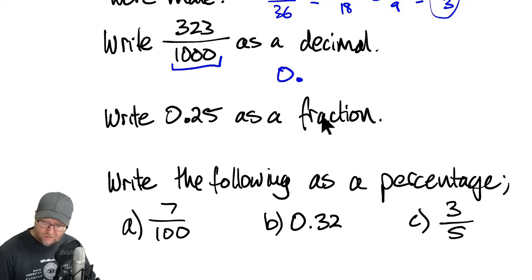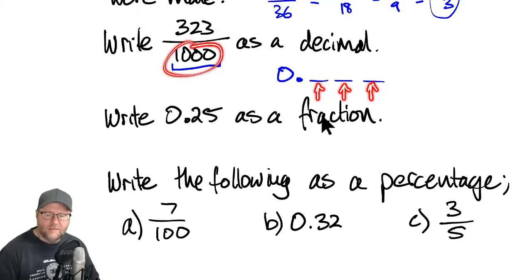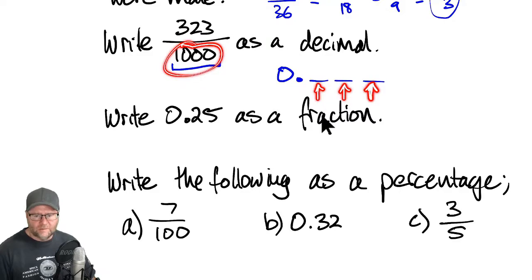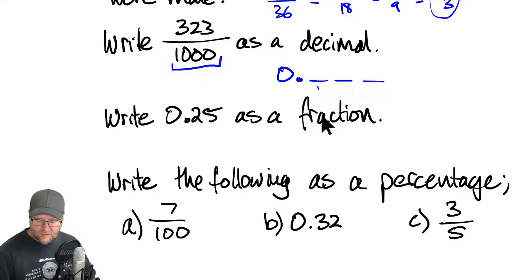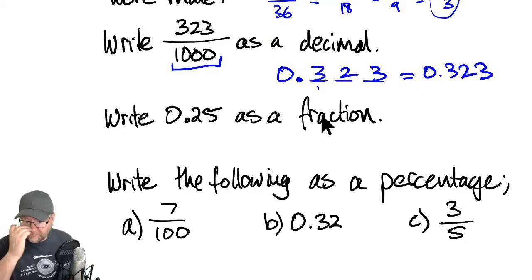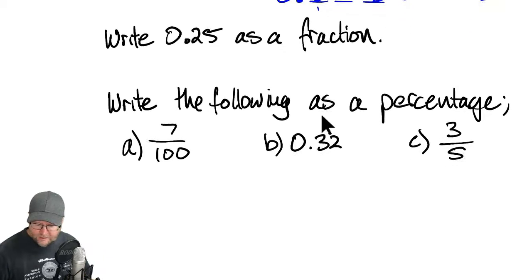Okay, something, because this is my tenths column, this is my hundredths column, this is my thousandths column, and because I'm working in thousandths, I need my decimal to go out as far as the thousandths column. Once I've done that, I just take the number on top and I put it into those places. So my answer is 0.323. We are nearly finished.